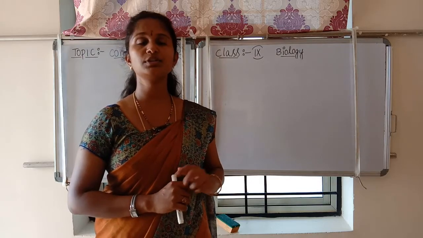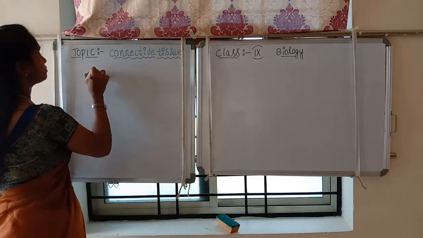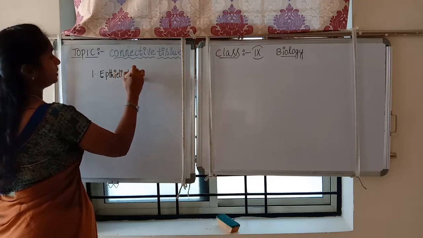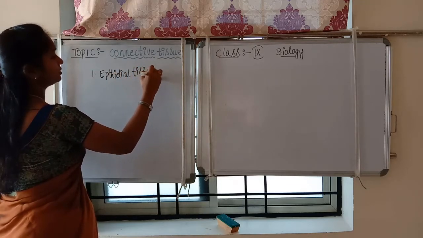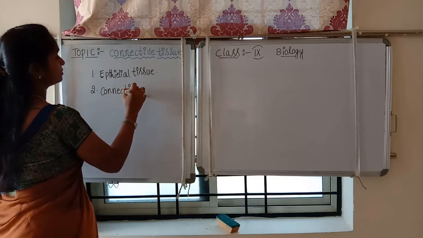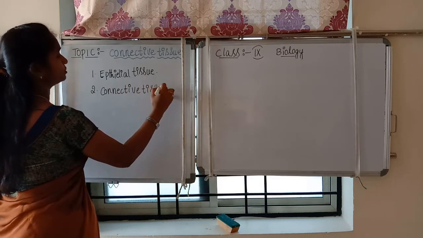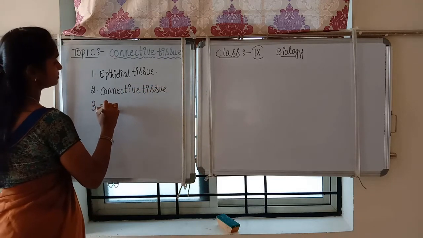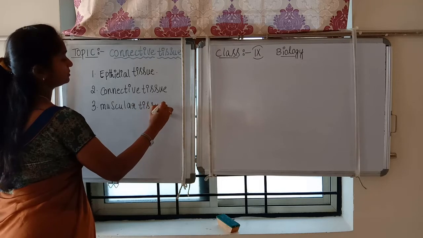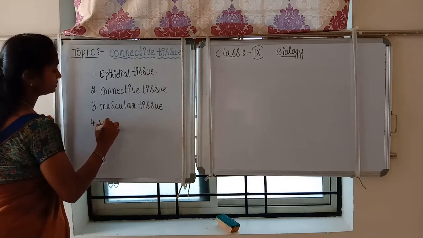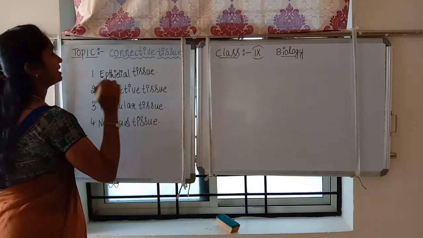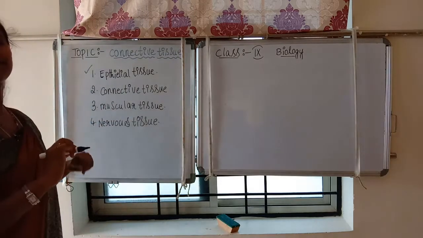Now a small recap: what are the animal tissues? First one, epithelial tissue, and the second one, connective tissue, and the third one, muscular tissue, and the fourth one, nervous tissue.